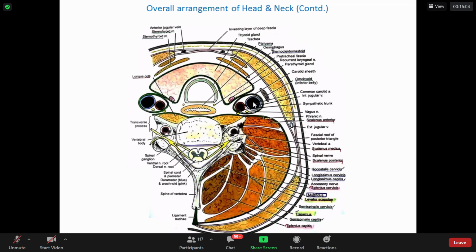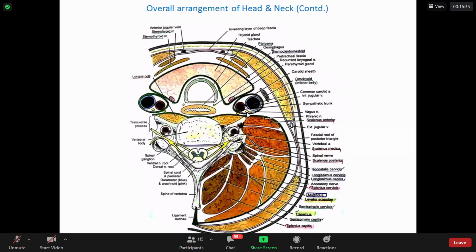Again, let us concentrate on other nerves and other structures here in this region. I've told you already this carotid sheath is a derivative of the investing layer of the deep cervical fascia, which contains the common carotid artery, internal carotid artery, internal jugular vein, and the vagus nerve in one sheath. So it is very important, because major blood vessels of this region and a very important cranial nerve are there.